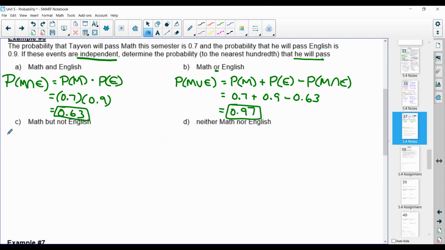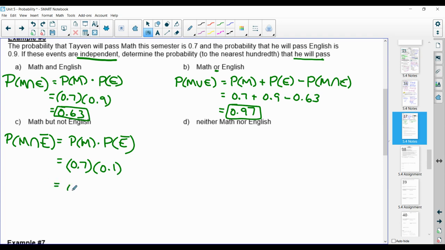All right, what about the probability of passing math but not English? So that's the probability of passing math and not passing English or failing English. So that's going to be the probability of passing math times the probability of failing English. So probability of passing math is 0.7. If the probability of passing English is 0.9, then the probability of failing English is 0.1. So that gives us 0.07.